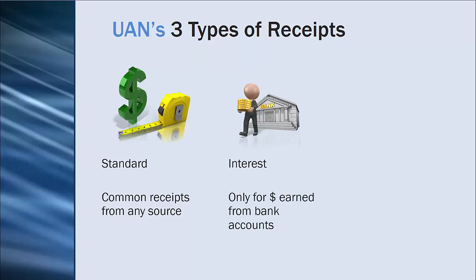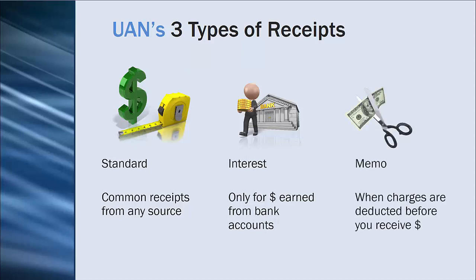Then there's interest. This type is only used for interest earned from your checking or investment accounts. And finally, memo receipts. These are used less frequently when charges are deducted before you receive the money. We'll focus on standard and memo receipts in this video.